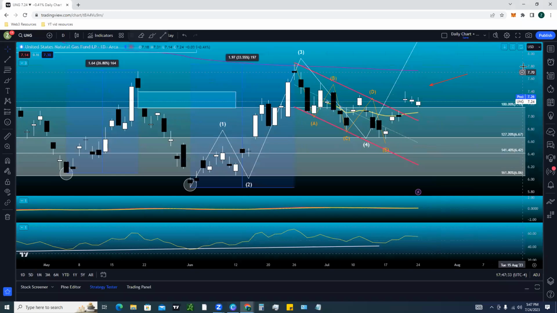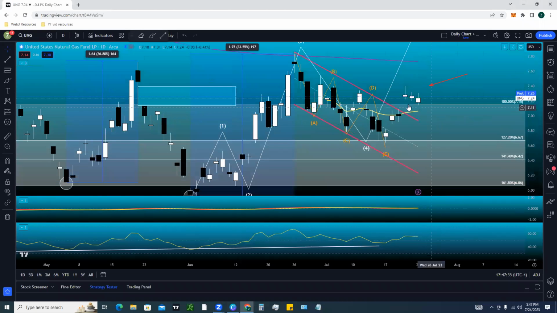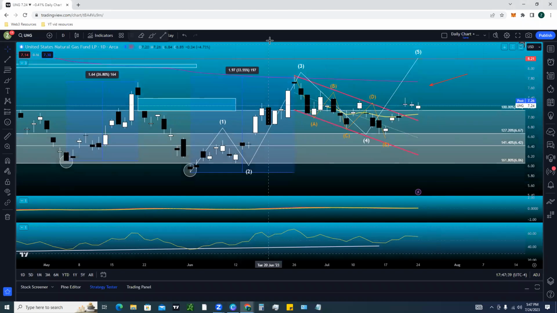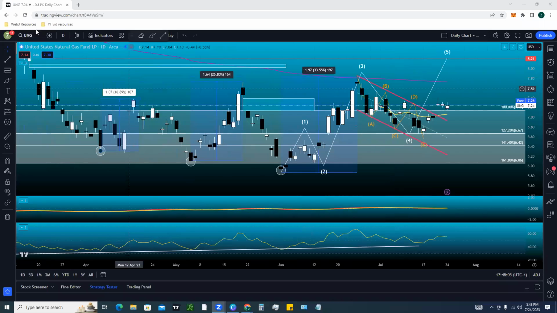Now, UNG is really testing this level here of 7.15. You can see that that's where we ended up finding a little bit of support today and bouncing back up. So definitely pay close attention to 7.15. Same thing with the natural gas futures chart. If we look above and fail, and we come back down into this range here, that's going to be a bearish signal and show you guys that bears are actually in control of the price action, not bulls. And it's going to be indicative that we're going to head lower in the range to possibly 6.42, 6.67, and even if we wanted to go all the way down to 6.06. So that's what I'm looking at when it comes to UNG.